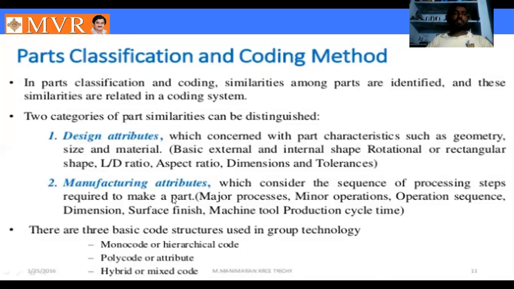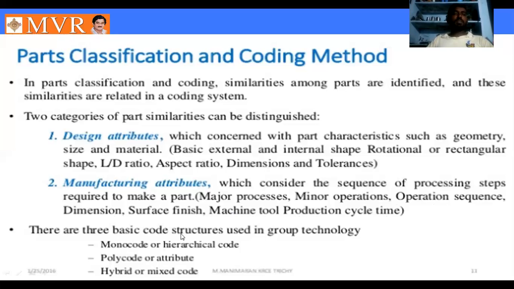So these are the manufacturing attributes. In manufacturing attributes one, we consider major process, minor operation, operation sequence, dimensions, surface finish, machine tool, and production cycle time. When your design is completed, we can automatically give the manufacturing attributes and the coding for particular operations. With the major process, minor operations will be given coding, and operation sequence is also given step by step. So dimensions, surface finish, machine tools, production cycle time. These are the manufacturing attributes.